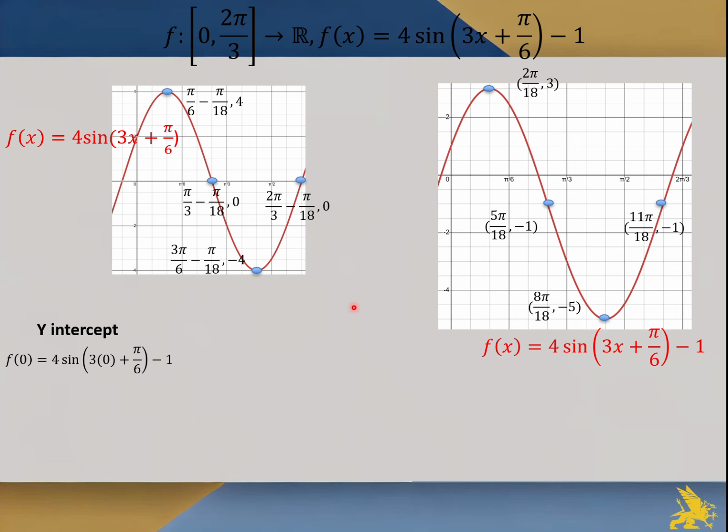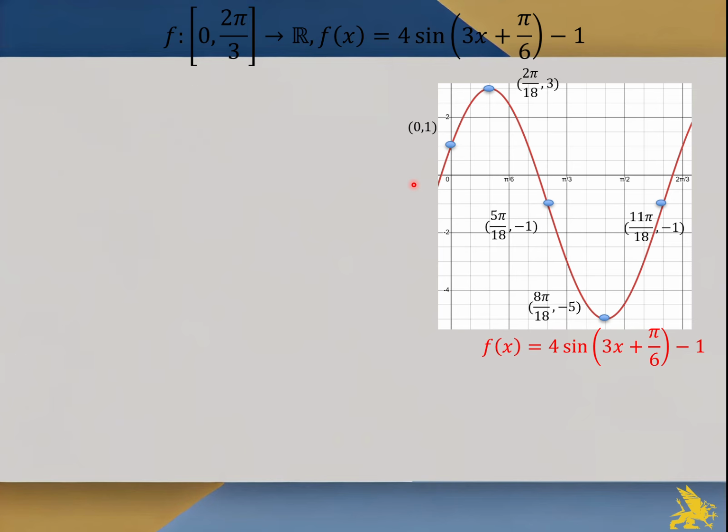We are solving it, so we get 4 sine pi over 6 minus 1. If we know our exact values, sine pi over 6 is a half, which means we've got a half times 4 is 2. 2 take away 1 is 1. So when x is 0, we have a y of 4. Again, just make sure you put the point and label it on your graph.